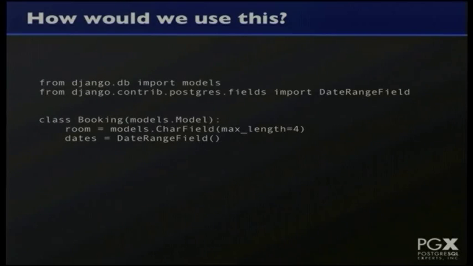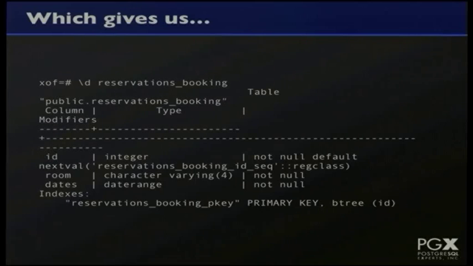So how would we do this? We import the models, import the date range field, and we create a booking. Seems pretty normal. And this is what we get out of it. We get the automatically created primary key, we get the room, and we get a date range. Woo, that's nice, not null. So, what you'd expect.